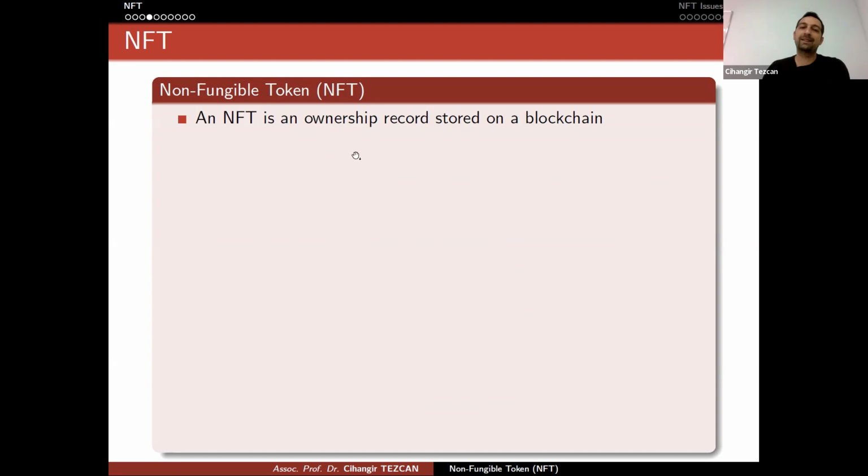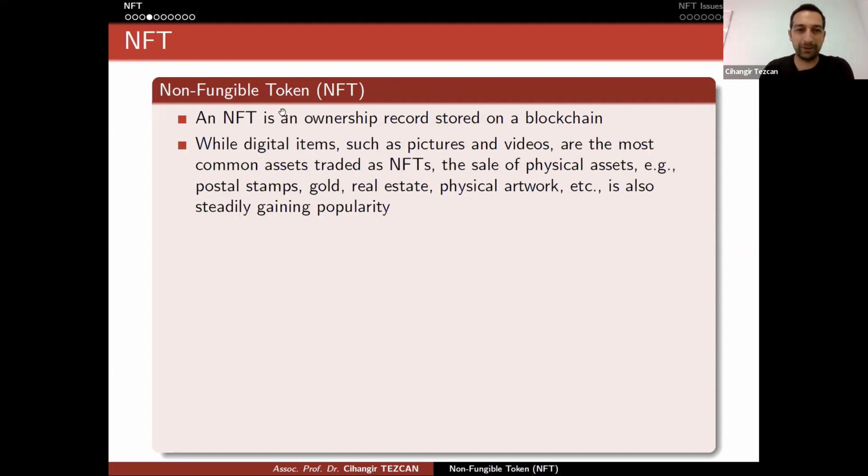This is important because the thing that you buy, like an image or a digital art, is not stored on the blockchain. Your ownership is recorded on the blockchain. This is important, and we will talk a lot about this.